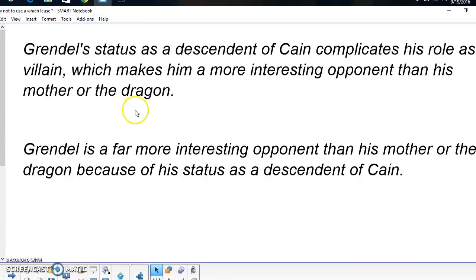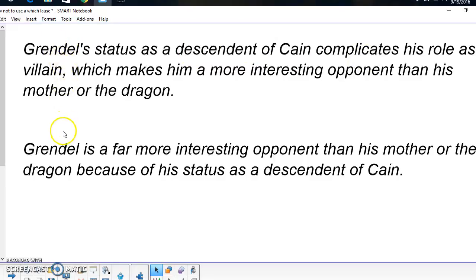All right, here's our last one here. Grendel's status as a descendant of Cain complicates, really nice verb there, his role as a villain, okay, great idea, which makes him more interesting opponent than the mother or the dragon. This is something like what we looked at earlier, where we're trying to cram too much in a single sentence. This is a good claim. He's a descendant of Cain. That's something that happens. That's just true of the text. And here's my reading of it. It complicates his role as a villain.